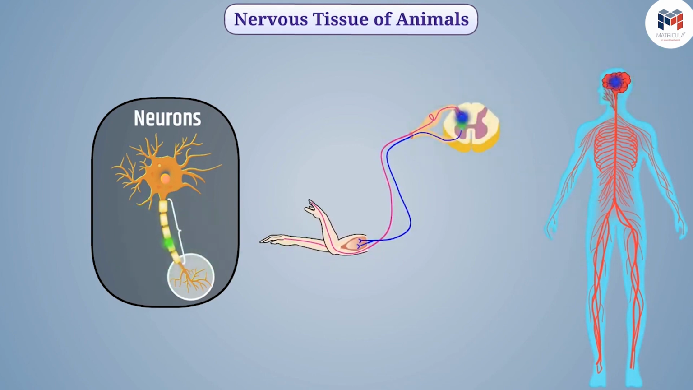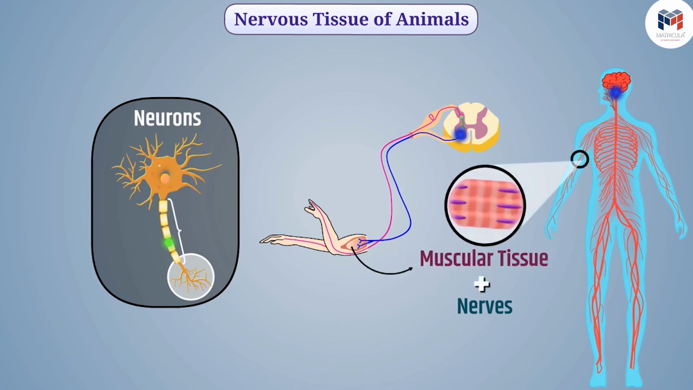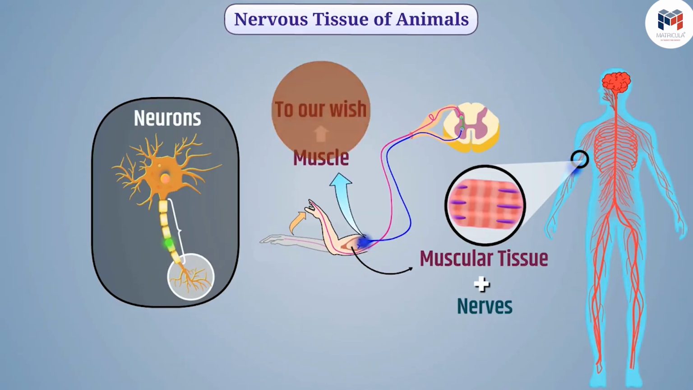The brain or spinal cord takes a decision to respond appropriately. Nerves arising from brain or spinal cord conduct this information. The nerves are connected to muscular tissue. Through nerves, information is passed to muscular tissue and there is movement of muscle tissue. In this way, with the help of nerve impulse, we can move muscles according to our wish.